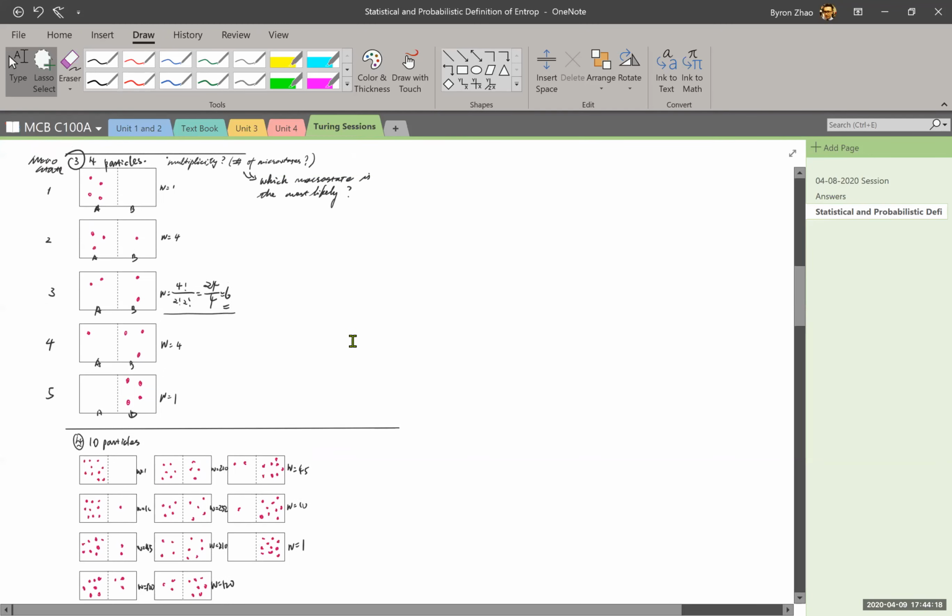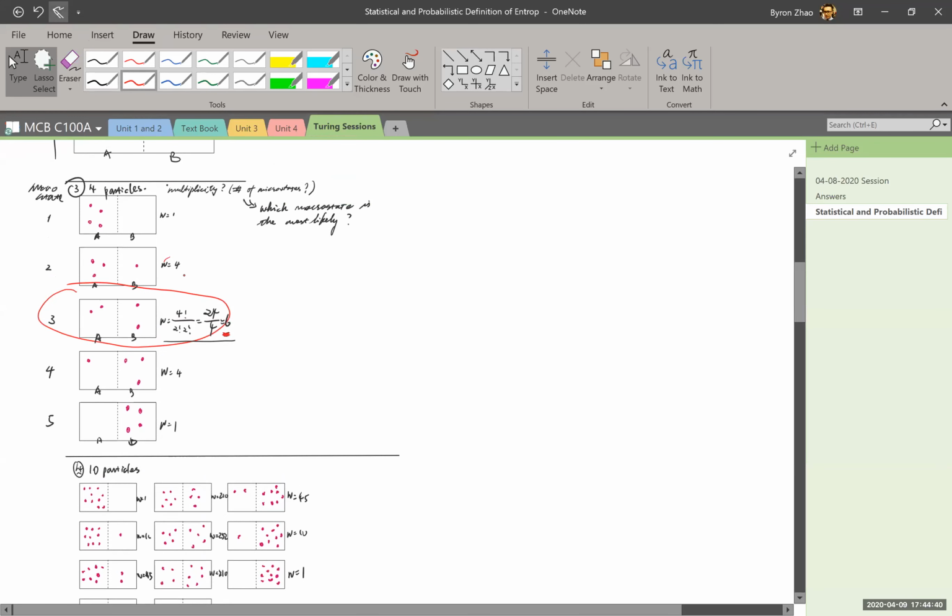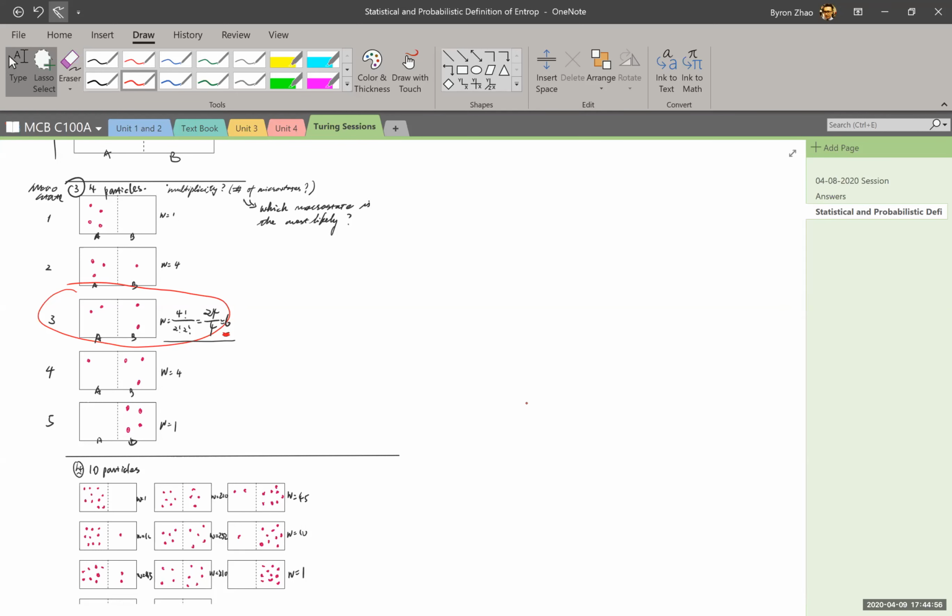And then if we calculate the multiplicity for each macro state, we will find out that macro state number 3 has the highest number of micro states. So you have 6 ways to achieve macro state number 3. However, you only have 4 ways to achieve 2 or 4, and you only have 1 way to achieve either 1 or 5. So statistically speaking, macro state number 3 is more likely to happen.